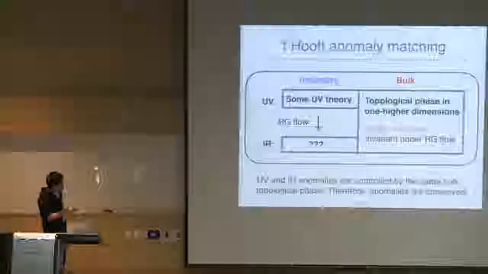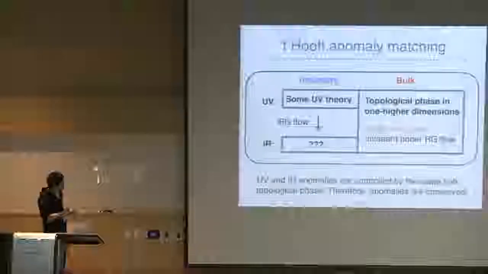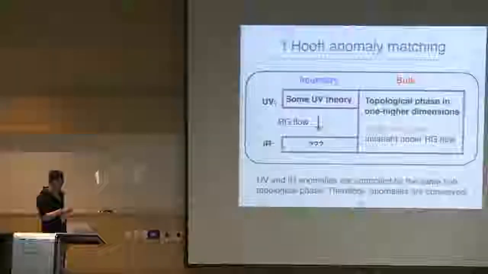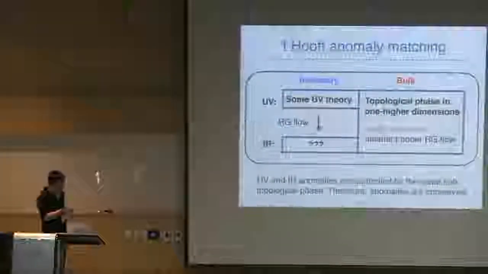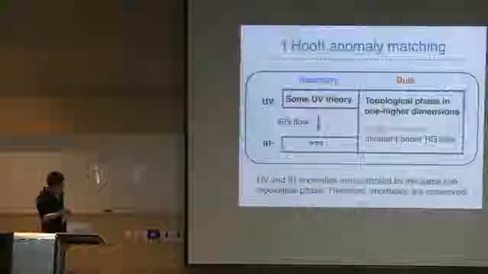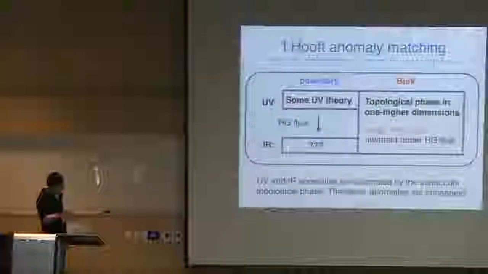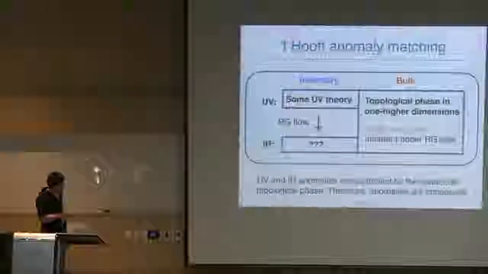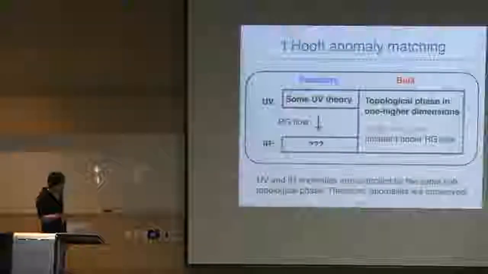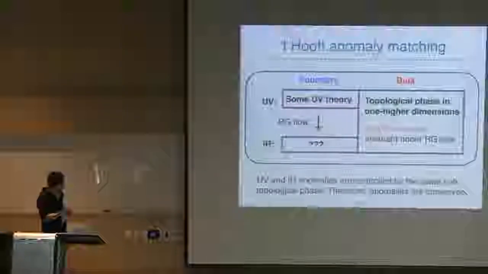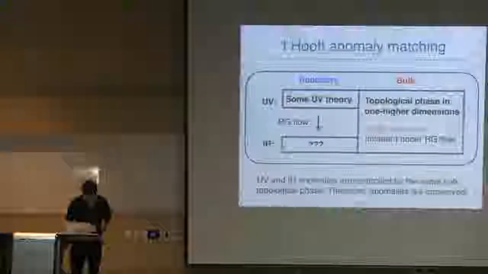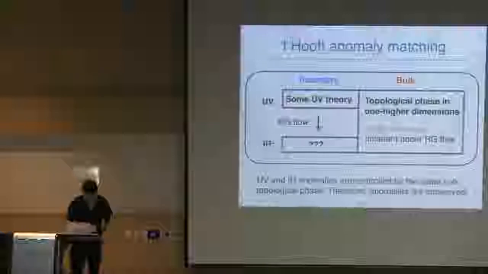However, the bulk topological phase in one higher dimension has a large mass gap. I said that this theory has no dynamical degrees of freedom. So this topological phase is an almost trivial theory. It has a large mass gap, and therefore it is invariant under RG flow. So the UV and IR anomalies are controlled by the same bulk topological phase. Therefore, the anomaly must be conserved. These two, UV and IR, are described by the same topological phase. So this completes the proof of the conservation of the anomaly.